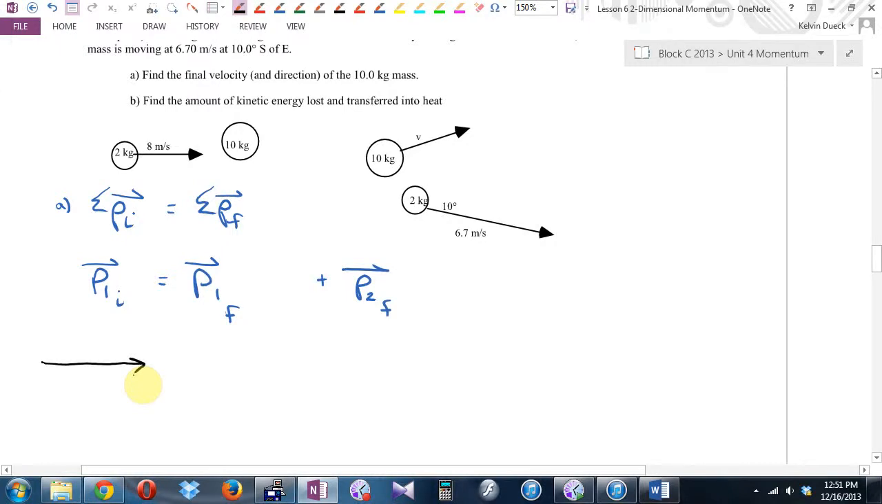What's the momentum before the collision of mass 1? Momentum is mass times velocity. The mass is 2. The velocity is 8. Michael, in your head? The initial momentum? 16. Thank you for recovering. I'll leave you alone for a while.